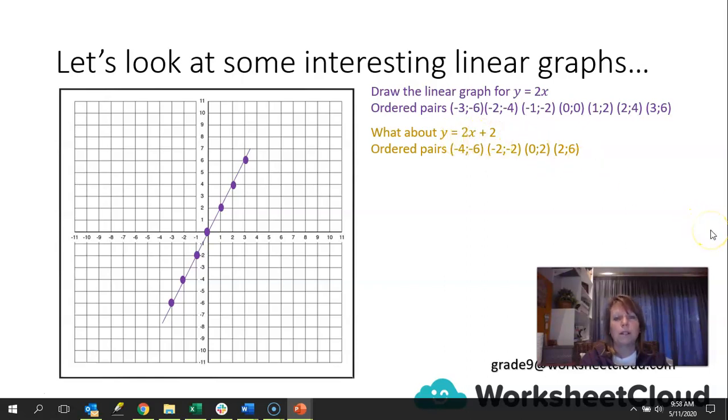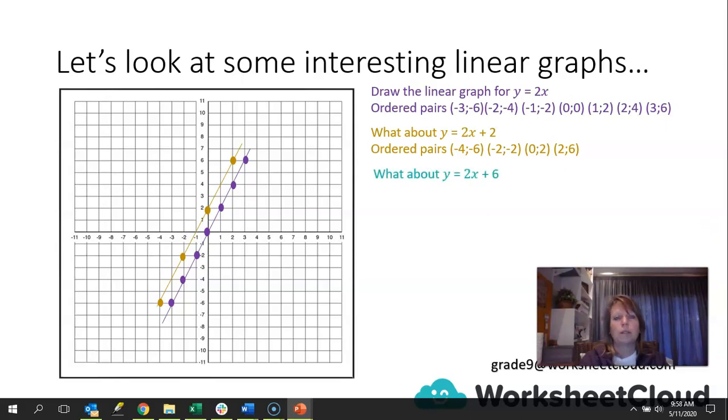So let's plot these coordinates, these ordered pairs, and see what it looks like. All right, there's the first one, the second one, the third one, and the fourth one. And we can draw a line straight through. What do you see? Yes, they are parallel lines. Let's have a look at this one.